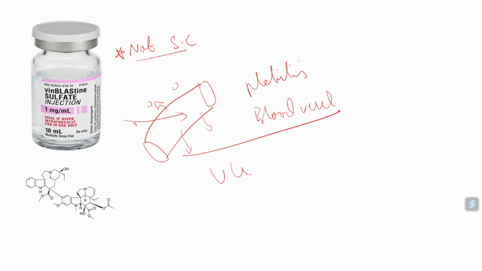That is, it will cause ulceration. This is a very important precaution we have to take while injecting vinblastine. One important point: it should not be given subcutaneously. This is a very important point for clinical pharmacists. Clear, everybody? It is always given by the IV route only. This is another important point you have to remember.